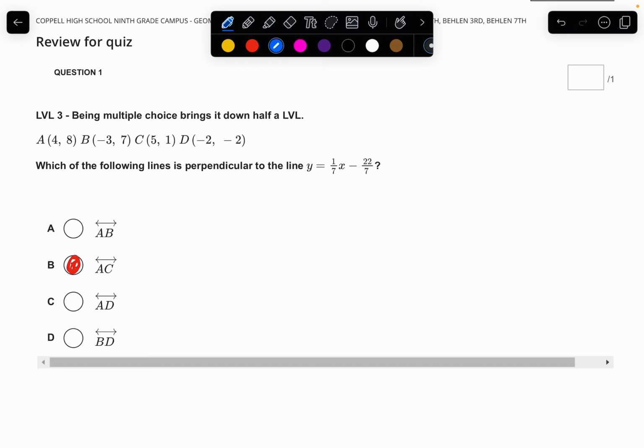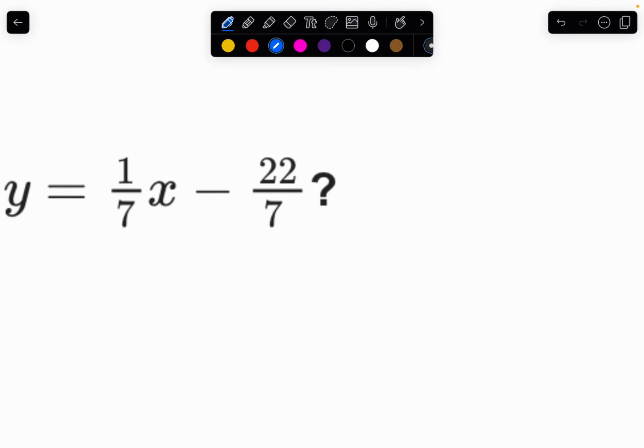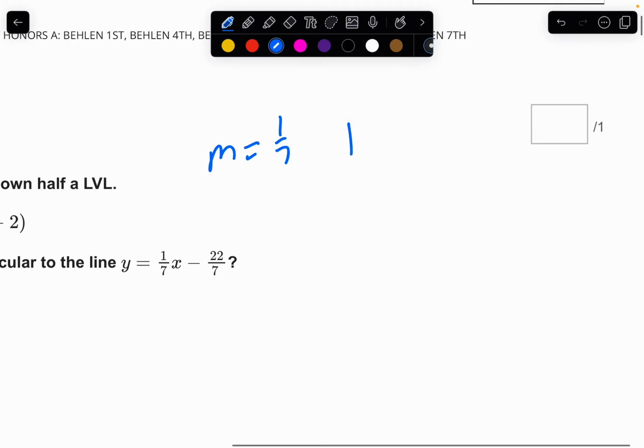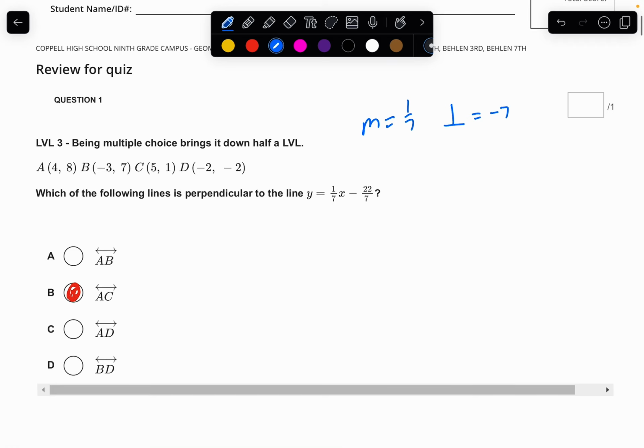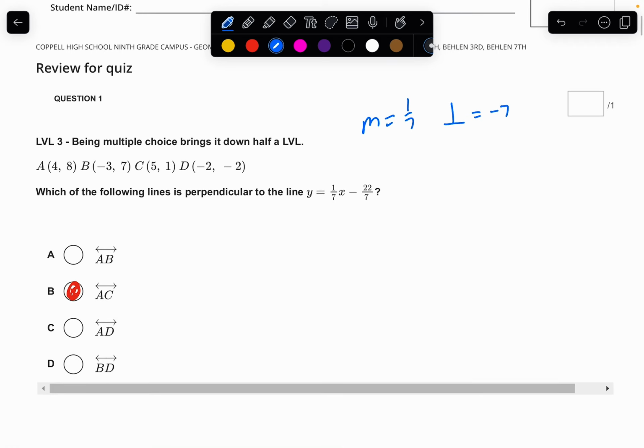We got this. Which of the following lines is perpendicular to this line? There's a few ways you could do this. Perpendicular slopes. So if this slope is 1/7, the perpendicular slope would be the opposite reciprocal. Because it's multiple choice, I don't actually have to write the equation of the line. I just need to find the line that has a slope of -7.